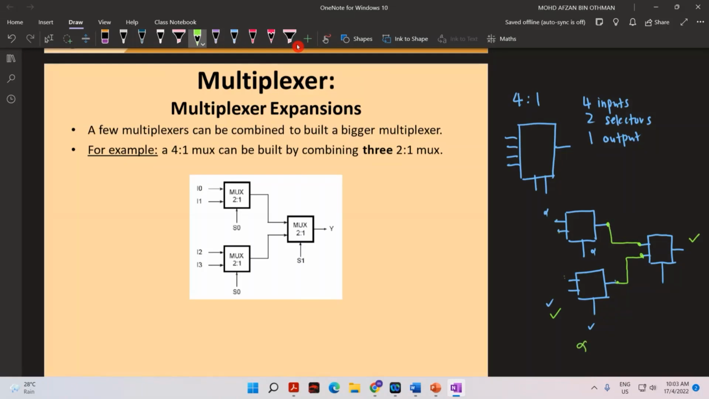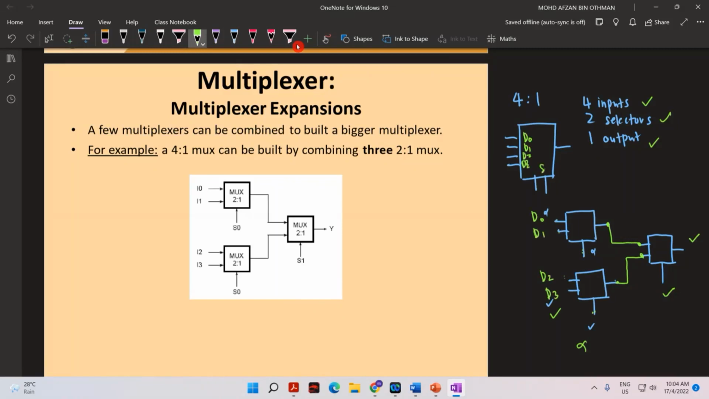Actually, you already have 2 selectors, di mana this is the first selector, and this selector and this selector is actually the same selector. Sambung pada selector yang sama. So you have 4 inputs, 2 selectors, 1 output. Macam mana nak buat dia punya input ni? So sambungan input. Yang ni jadi D0. This one is sambung pada D1. Yang ni D2, D3. Sebab kita follow yang ni: D0, D1, D2, D3.